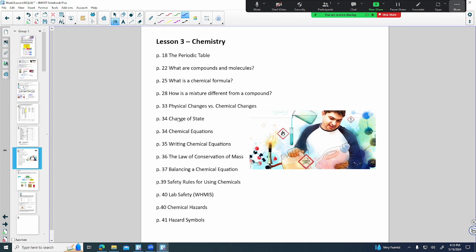So this afternoon we will look at page 22. So we finished with page 18, which is the periodic table. Now on page 22, what are compounds and molecules? Page 25, what is a chemical formula? Page 28, how is a mixture different from a compound? Page 33, physical changes versus chemical changes.